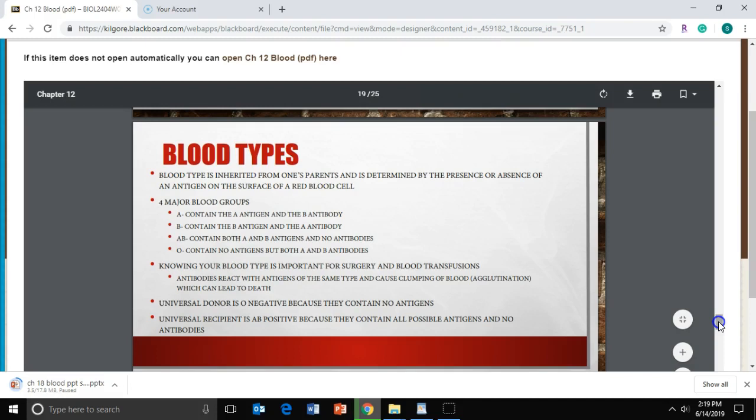A universal recipient is going to be AB positive, and that's because they have A and B and they don't have antibodies against those. And obviously positive, they also don't have antibodies against the RH factor.